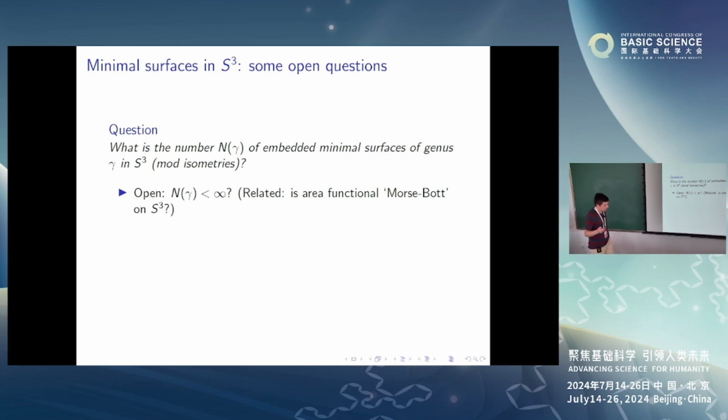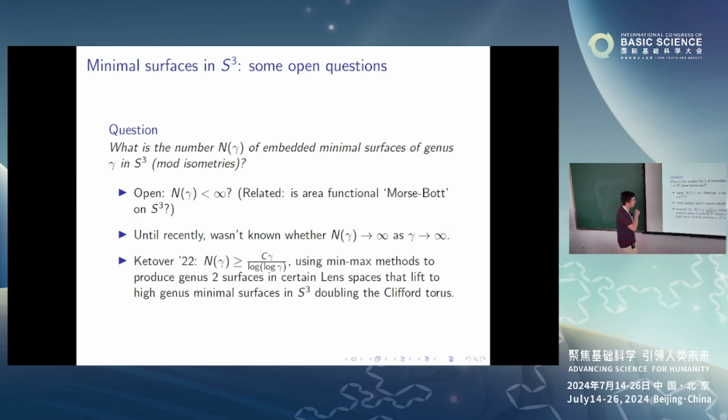All right, in the other direction, we can ask about lower bounds. Can we at least say that we have lots as the genus gets large? And until recently, this was not entirely known either. So until about 1.5 years ago, it wasn't known whether this number even goes to infinity as the genus gets large. And this was confirmed by Ketover in late 2022, where he shows, okay, so you get this slightly sublinear bound.